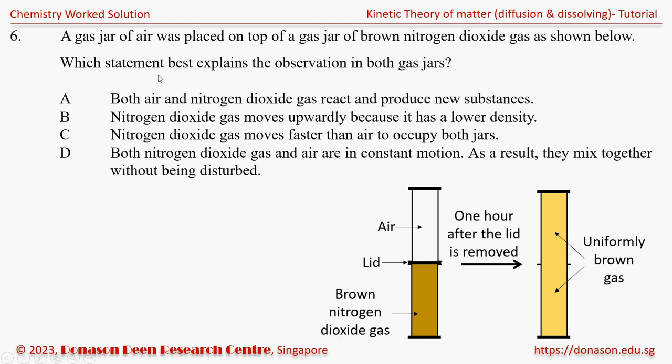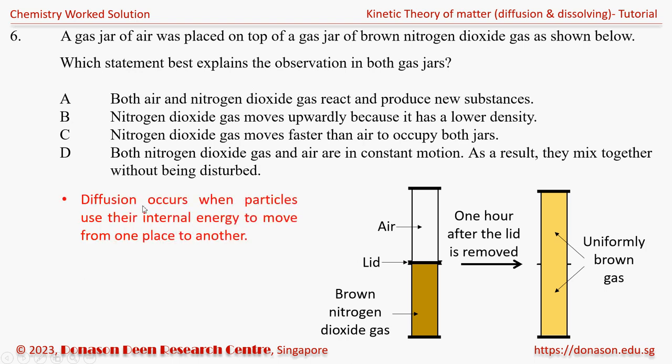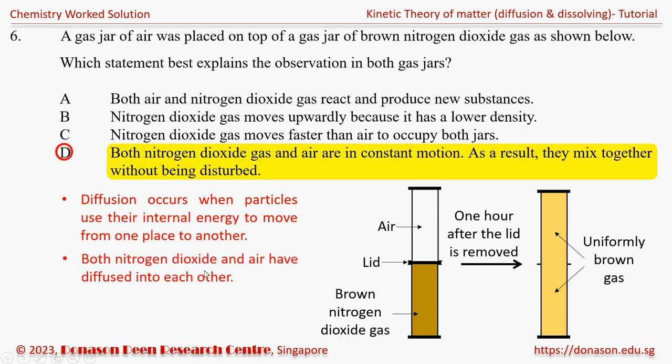So the question is asking which statement best explains the observation in both of the gas jars. So option A says both the air and nitrogen dioxide gas react and produce a new substance. Diffusion occurs when particles use their internal energy to move from one place to another. So in this case, the air has used its internal energy to diffuse into nitrogen dioxide gas, and nitrogen dioxide gas particles have used their internal energy, their kinetic energy, to diffuse into the air. And both nitrogen dioxide and air have diffused into each other.